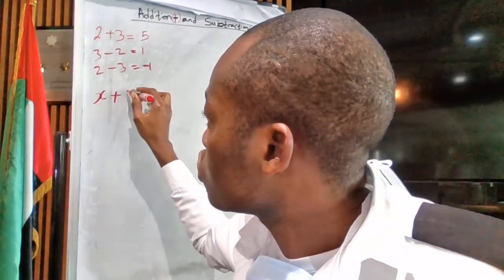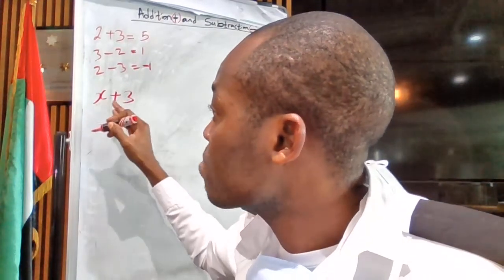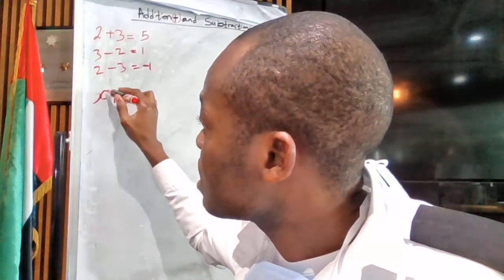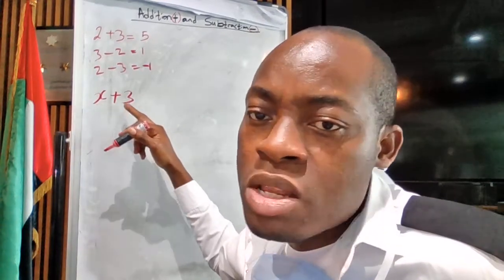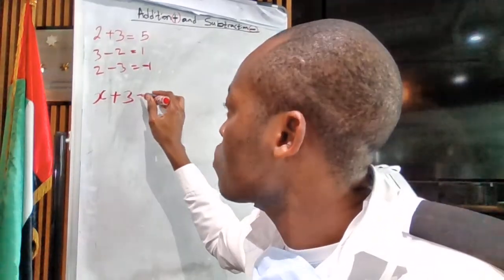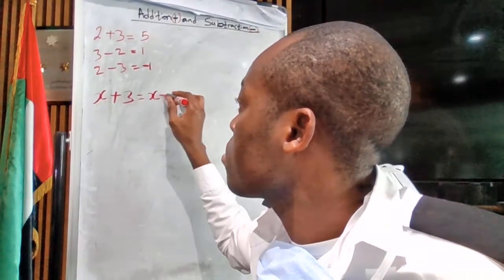X plus 3. S plus 3. This is alphabet. This is ordinary number. You cannot add them. That does not mean you cannot get the answer. The answer will still remain as what? S plus 3.